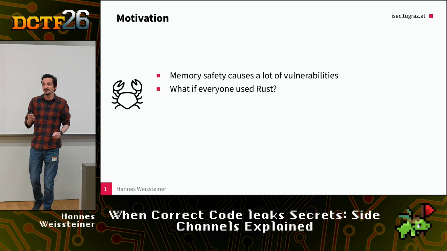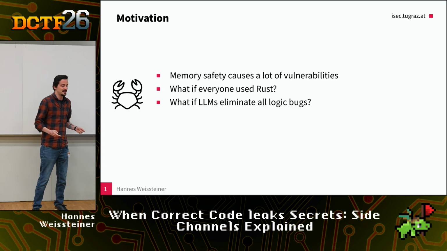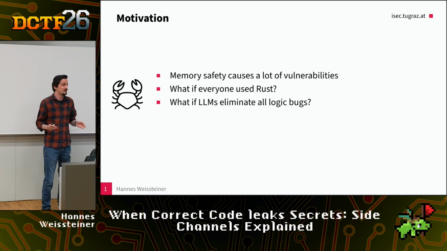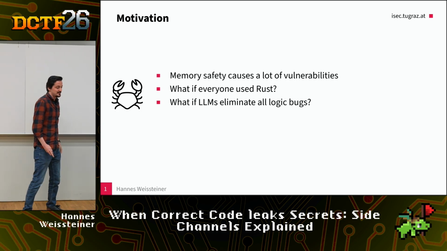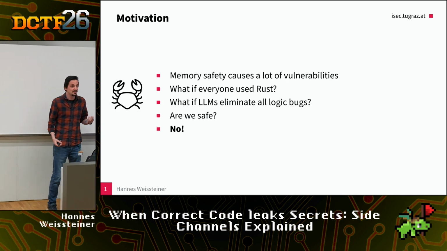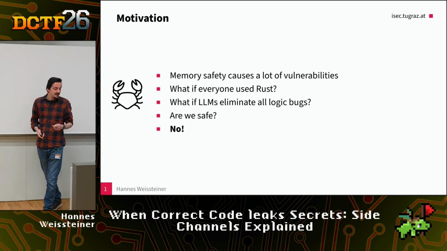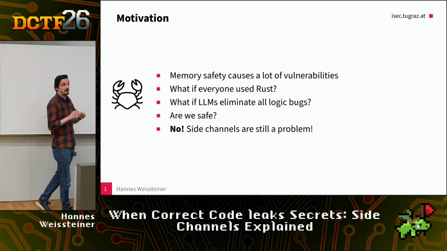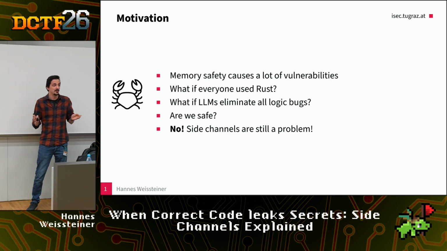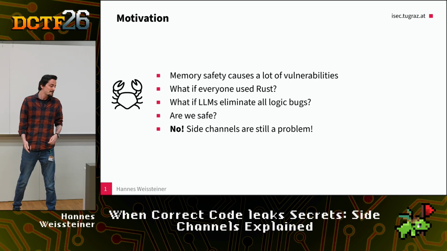We all use nice LLMs instead of the shitty ones. And all of the logic bugs also disappear. So also the crypto exploits just don't exist anymore. Everything is safe, right? Well, not really, because side channels are still an issue. And they can exist even if a program is logically and memory safety-wise completely OK.